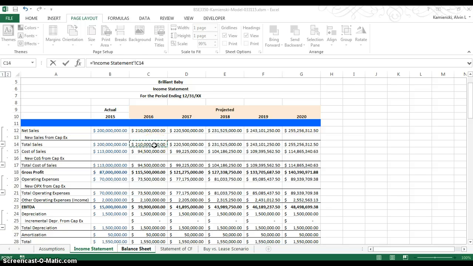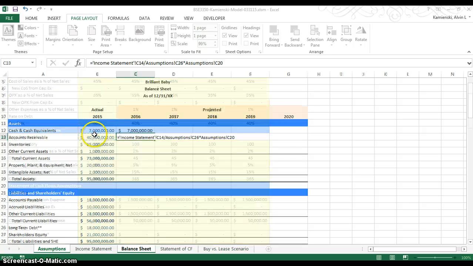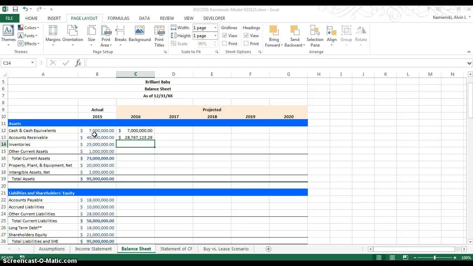2016 total sales of 210 million divided by then, off the assumptions page, the 365 days multiplied then by the days receivable. Inventories will use the same approach in so much as in this previous line what we attempted to do was say for our sales, let's assume they are all on credit. Let's assume then we have a certain amount of sales per day, and then let's multiply that by the number of days that it takes us to receive payments for those outstanding receivables, and that should approximate what our accounts receivable balance is at any point in time during the year.